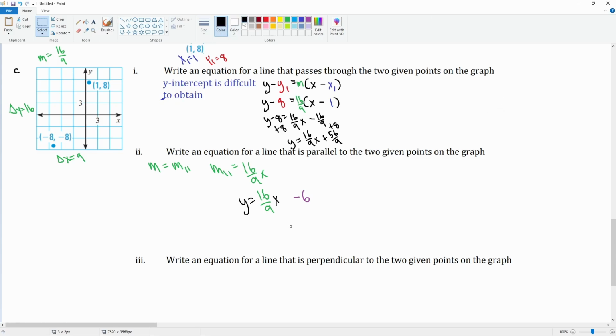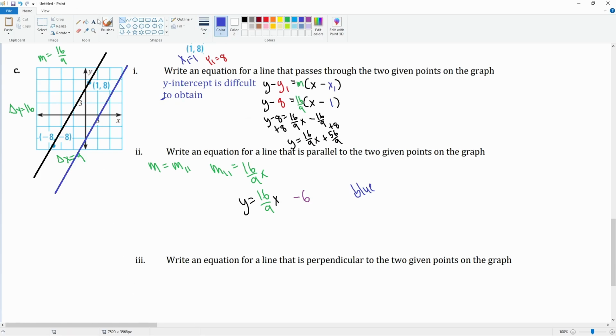If the first one looks like this line, that is the black line from part 1. Then this is going to be the blue line, which is parallel. We know that it is the same slope. We just have to move it to, this is negative 3, this is negative 6. There you go.